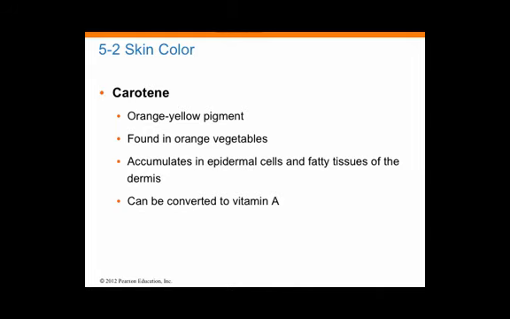Keratin is an orange-yellow pigment that accumulates in the epidermal cells as well as in the fatty tissues of the dermis. This pigment is also found in orange vegetables such as carrots. A fair-skinned baby that eats a lot of carrot baby food may have a slightly orange appearance from the accumulation of the keratin in the skin cells.